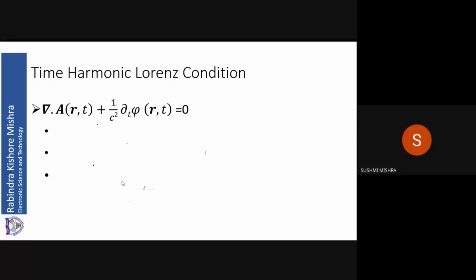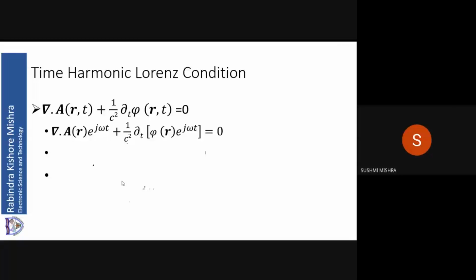Now, what we will do? For A(r,t), we will write A(r) e to the power j omega t. For phi(r,t), we will write phi(r) e to the power j omega t. Now look at that. dou t is operating on phi(r) e to the power j omega t, but phi(r) is independent of time. Therefore, we can take that outside. So dou t will operate only on e to the power j omega t.